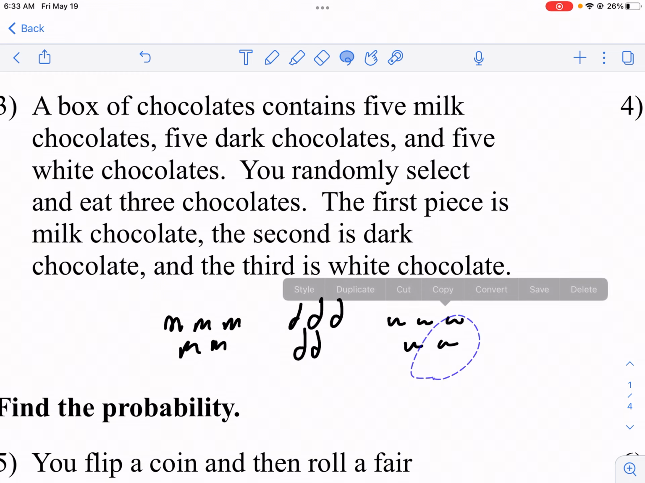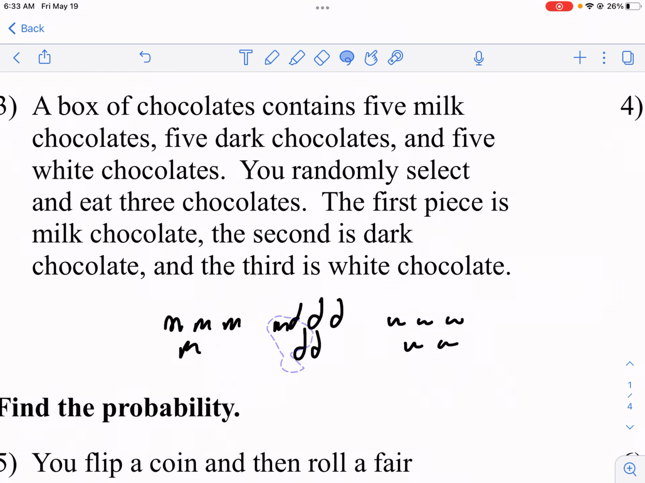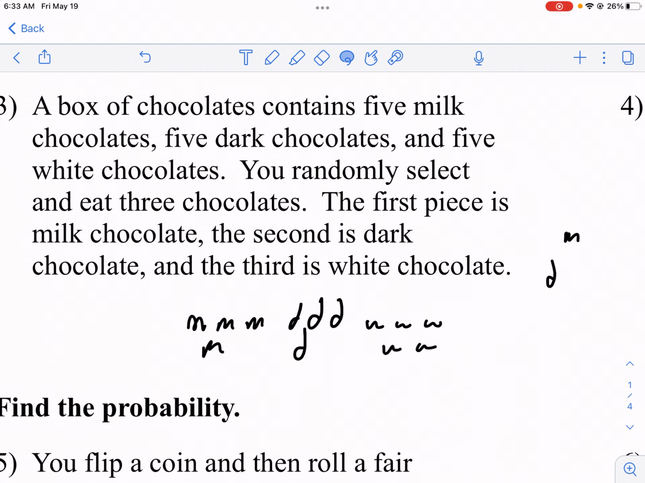Oops, I should probably put this one back. So the first one is milk. As I take out this milk chocolate, you'll see that it's less likely that the second one is going to be milk chocolate. Okay, so as I take out the dark chocolate, it's less likely that I'm going to get dark chocolate for the next one. So because the events impact the next draws, the next probabilities, these are dependent, okay? So if the probability depends on what happens before, it's dependent.